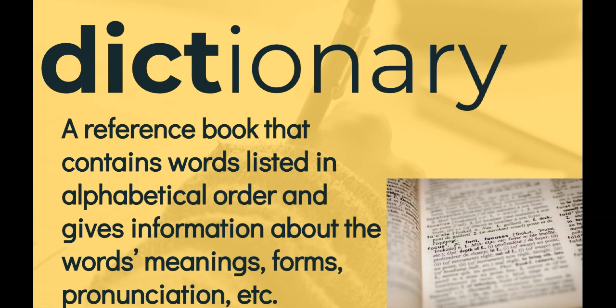So a dictionary is a reference book that contains words listed in alphabetical order and gives information about the word's meanings, forms, pronunciation, etc. So you're probably familiar with a dictionary. You know that it goes in alphabetical or ABC order, and you can find what the word means, different forms of it, and how to pronounce it.